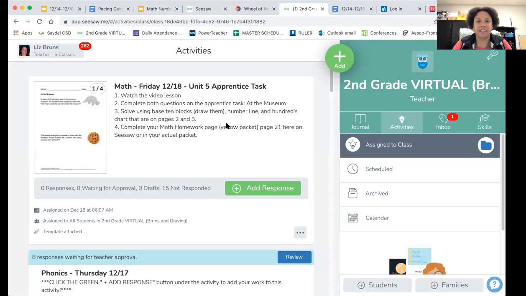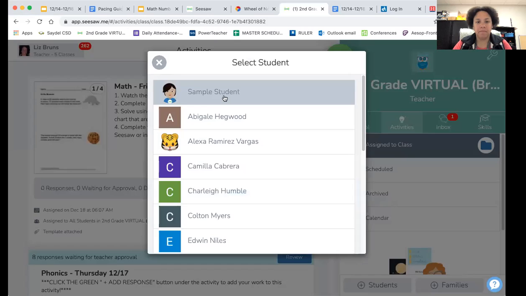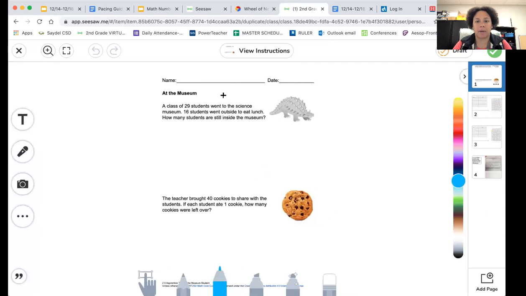Now it's time to get into Seesaw to solve our problem. When you get to Seesaw, look for your activities tab, find Math Friday 12/18, which is today, and it says Unit 5 Apprentice Task. Click on the green Add Response button, and the activity will pop up.